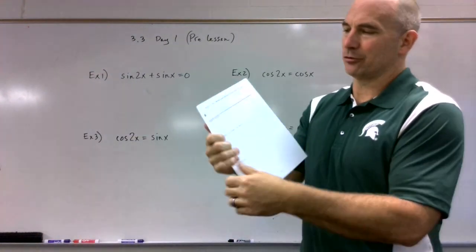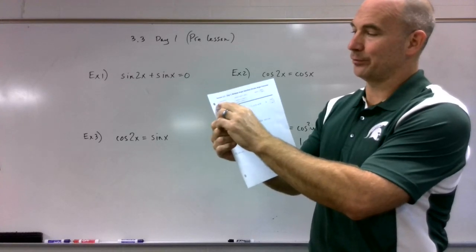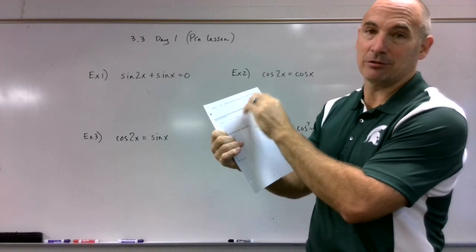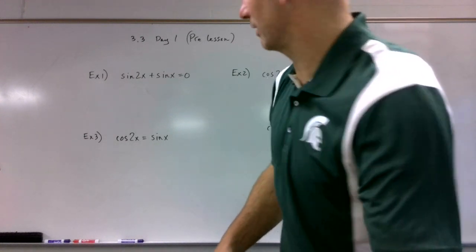As you can see, there's only one formula for sine. There's 3 formulas for cosine, 1 formula for tangent. So keep that in mind. We'll refer back to that in a minute.